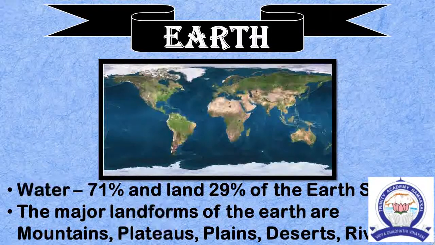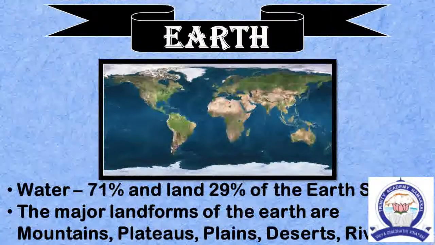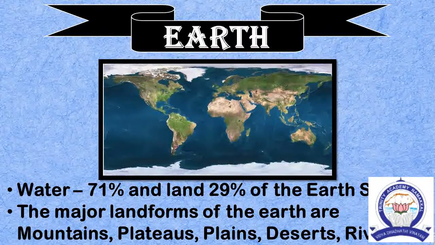The major landforms of the Earth are mountains, plateaus, plains, deserts, and rivers. Again, I repeat, the major landforms of the Earth are mountains, plateaus, plains, deserts, and rivers. Now, let us look into the first major landform.